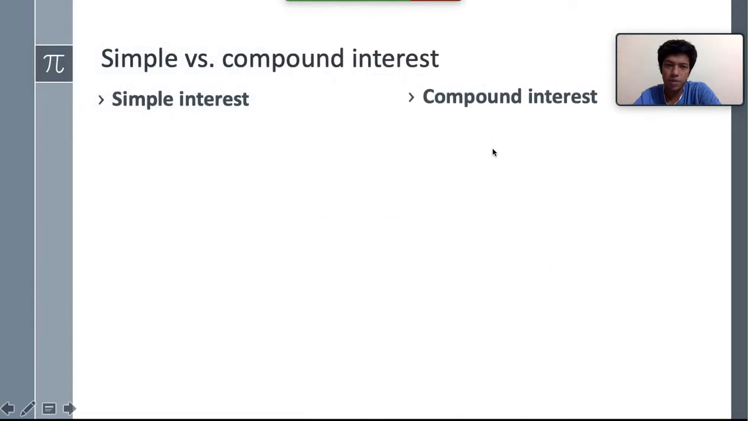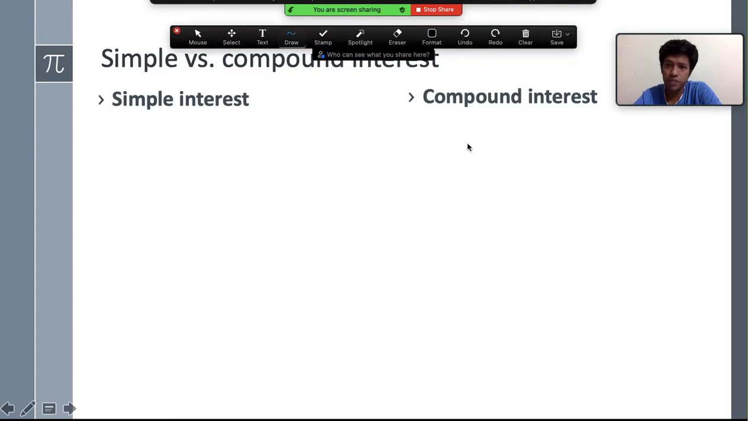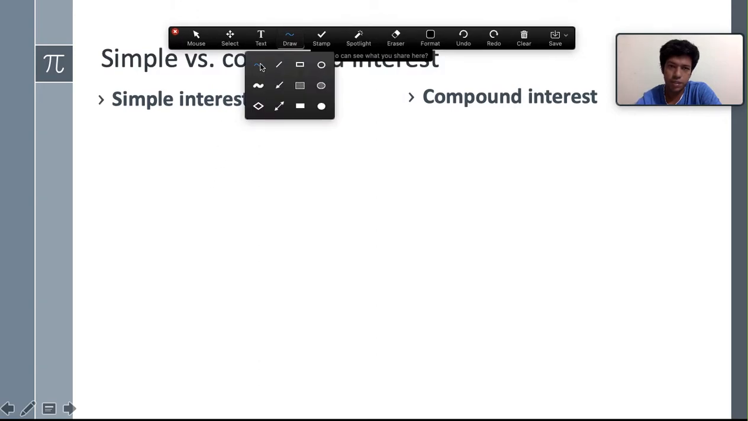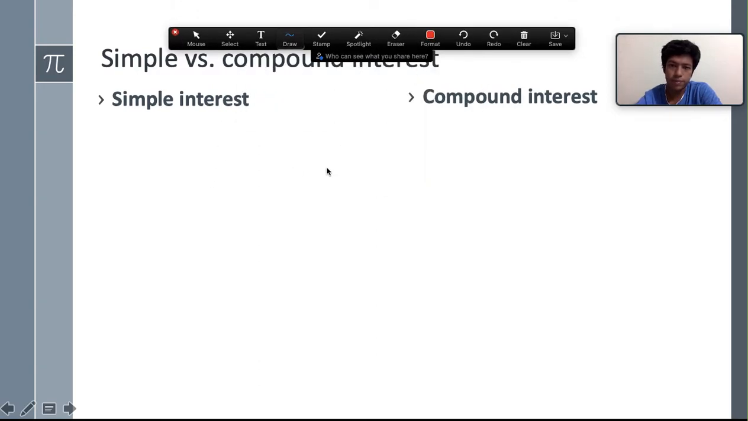So the first one is simple interest and compound interest. What do they mean? If you want a very simple definition, let's say you have some money and you want to invest it. Let's say you have only $100, and you invest it for 3 years.